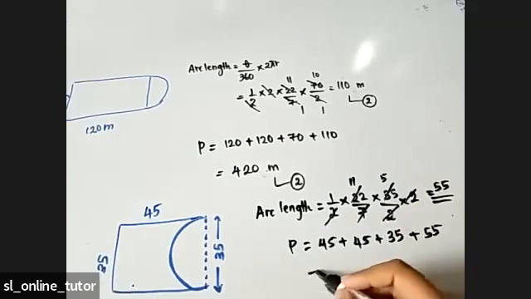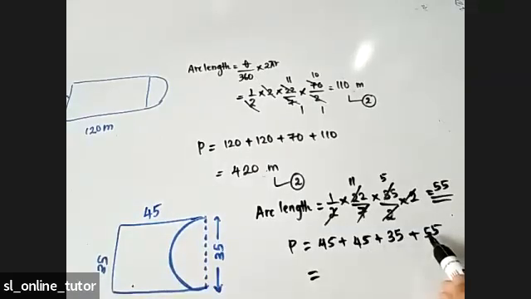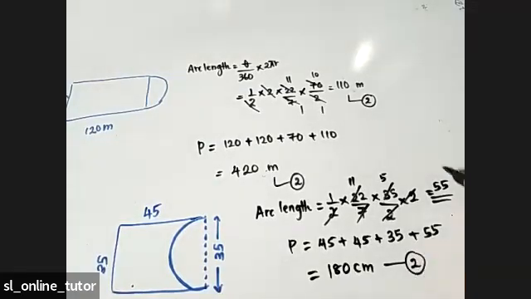55. Now, what's the answer? 180. Yeah, 180. This is 90. If you add this one, you are getting another 90. So it's 180 centimeter. So here you get 2 marks. For finding arc length, you get 2 marks. Question number 8 is totally 8 marks. So you are getting 4 plus 4, 8.